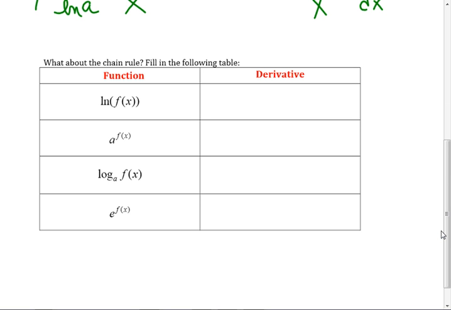Are you guys going to tell me what to fill in here, or do you have it? I got it. Okay. Ready? 1 over f of x times f prime. Yeah, don't forget the f primes.